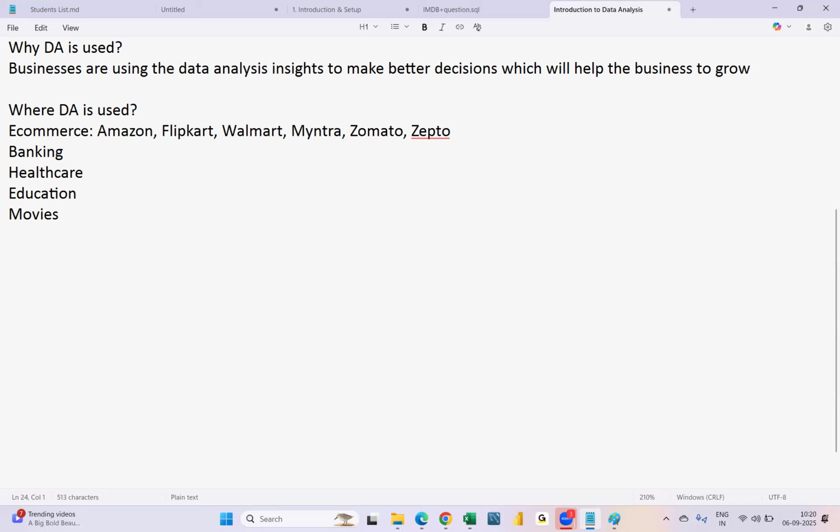Everything in the examples I just mentioned for recommendation systems, whether Netflix, YouTube, Amazon, Zomato or Zepto, wherever you go, data analysis is ruling the world nowadays. That is the prime point of business nowadays, where everything is related to data analysis. So it is an important skill that you are learning as of now. Okay, so that is about movies.